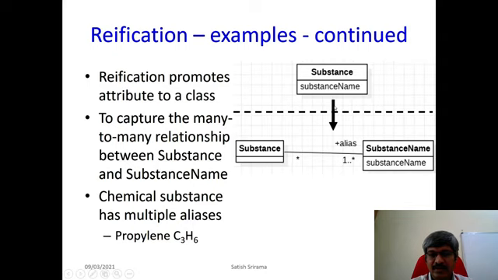To capture all these multiple names, you can reify the substance name into a class. You promote this attribute to a class. Then you have a substance name, which of course has a name, and you have a many-to-many relationship between the substance and the substance name. Each of the names is an alias, so you can have more than one name. This is a perfect example of reification. If your application demands it, you can have it.